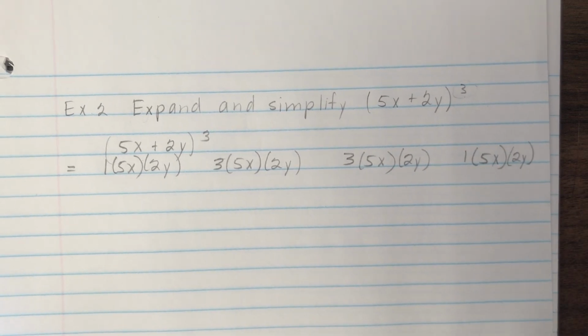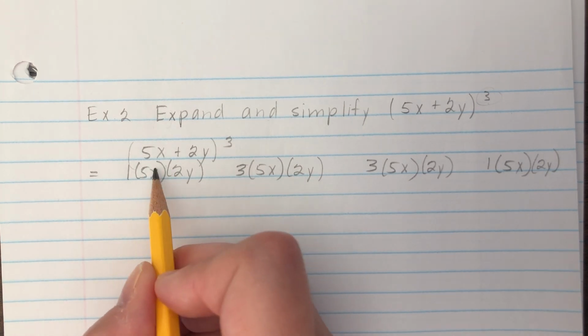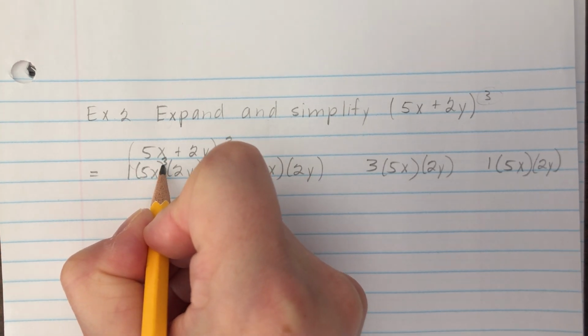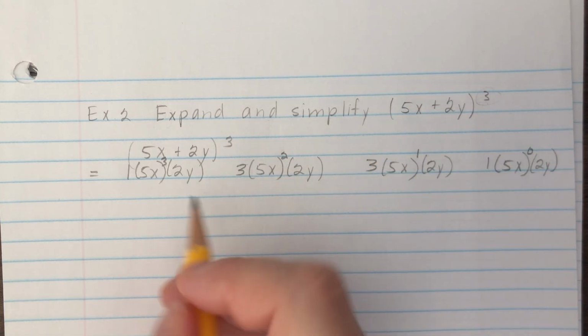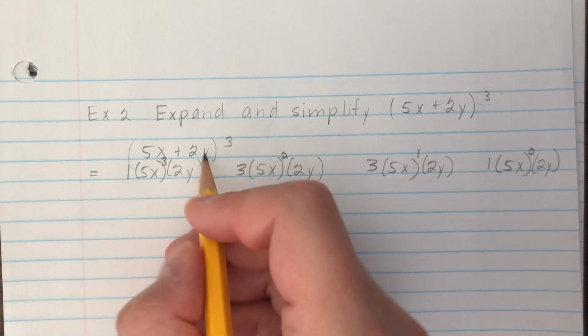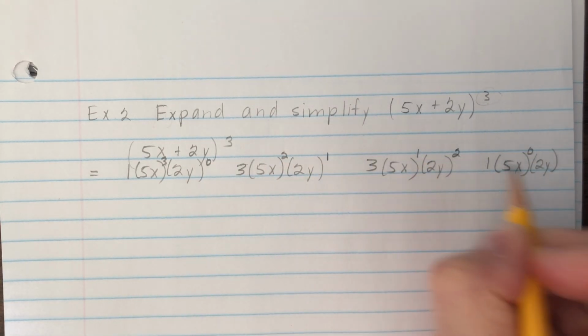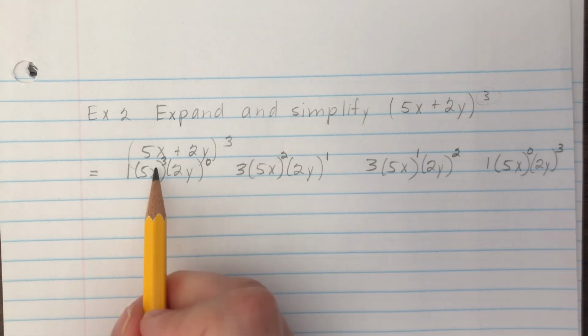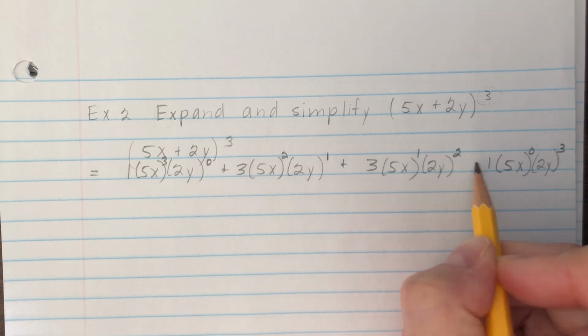Okay. And then I'm going to fill in the exponents. So the first exponent on 5x would be 3, then 2, then 1, then 0. The exponents on 2y will start with 0. Then we'll get 1, 2, and 3. The sum of my exponents will add up to 3. And I'm going to write plus in between.